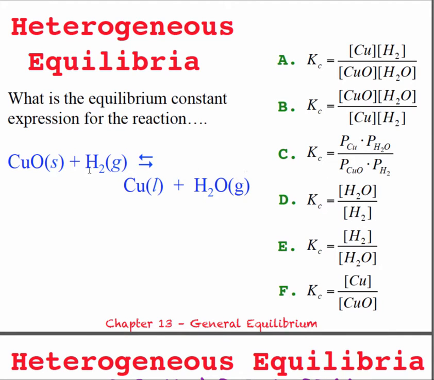So if I'm leaving this out and leaving this out, all I really need to consider are the molar concentrations of H2O gas and H2 gas. So H2O goes in the top and H2 goes in the bottom. That's pretty strange. I guess if I wanted to write a Kp, it would be pressure of H2O in the top and pressure of H2 in the bottom.